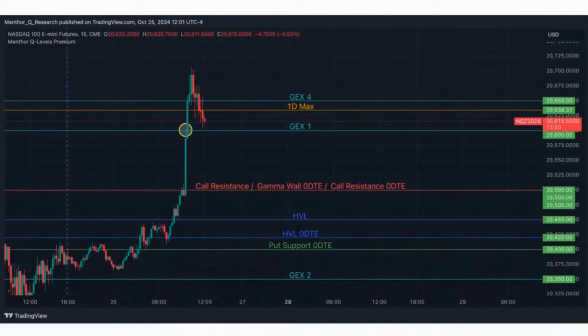And this is another example from today. We approach the GEX 1 with strong momentum. We break above that and we see very fast activity to the upside. And then the price goes back towards that level as well.